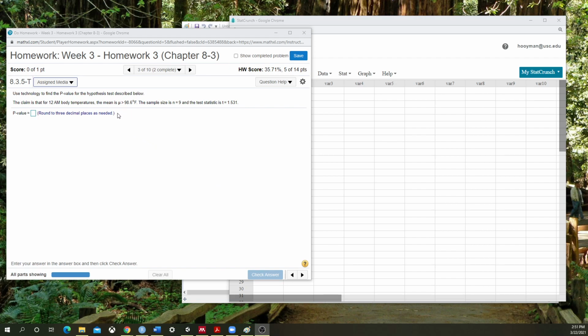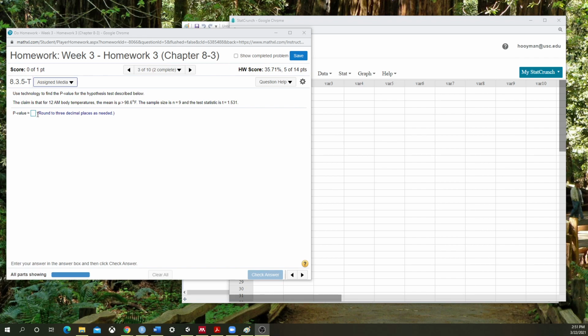I am looking at question number 3 here, and it has an interesting claim where 12 a.m. body temperatures believes that the mean of body temperature at 12 a.m. is greater than 98.6 degrees Fahrenheit. They collected some data on a sample size of n equals 9, and they calculate a test statistic of 1.531.